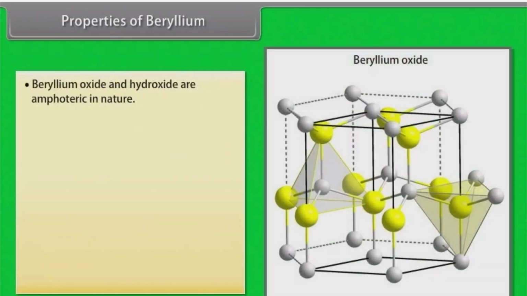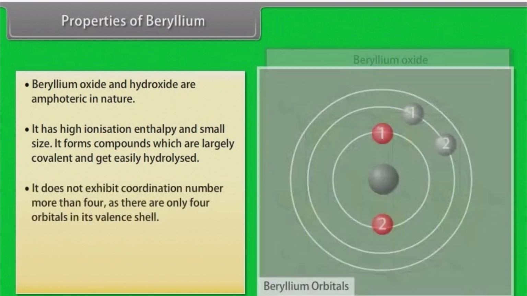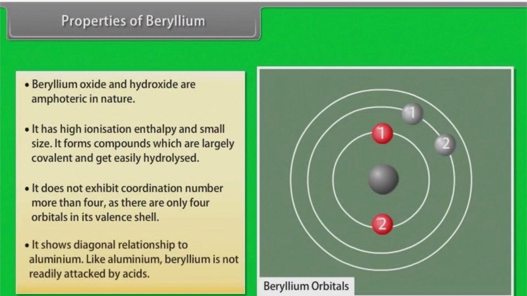Properties of beryllium. Beryllium oxide and hydroxide are amphoteric in nature. It has high ionization enthalpy and small size. It forms compounds which are largely covalent and get easily hydrolyzed. It does not exhibit coordination number more than 4, as there are only 4 orbitals in its valence shell. It shows diagonal relationship to aluminium.